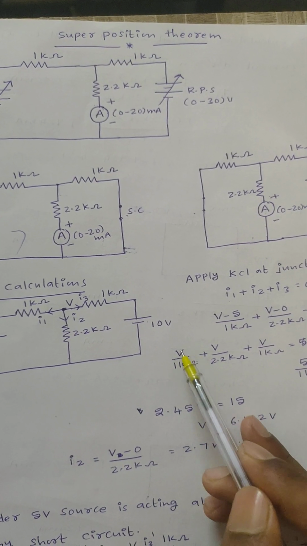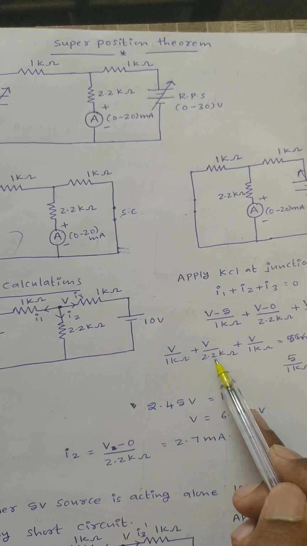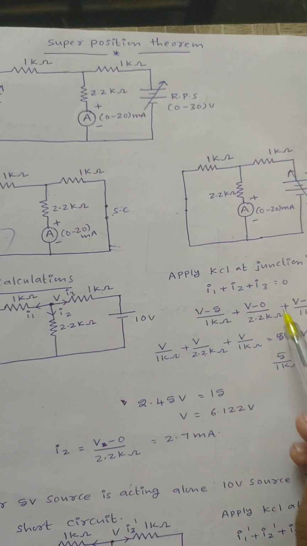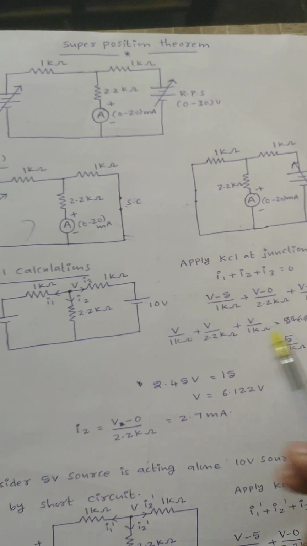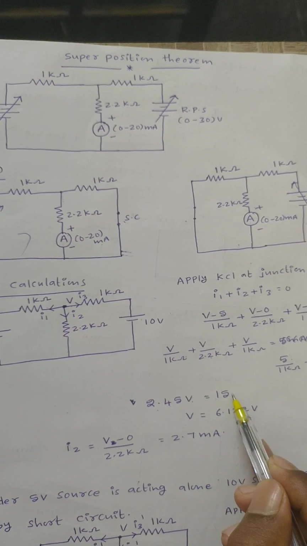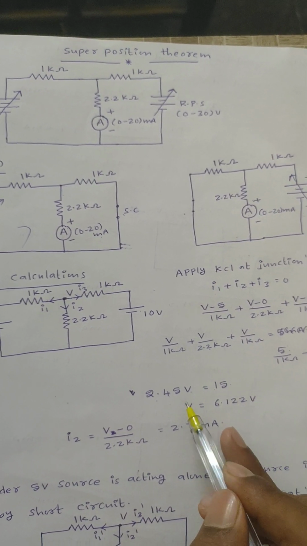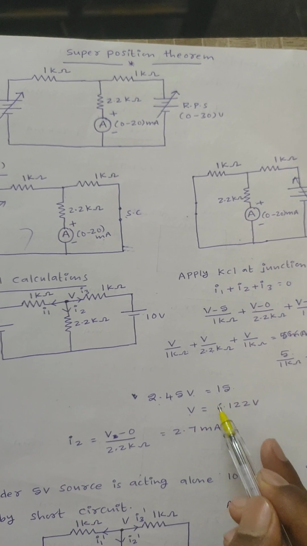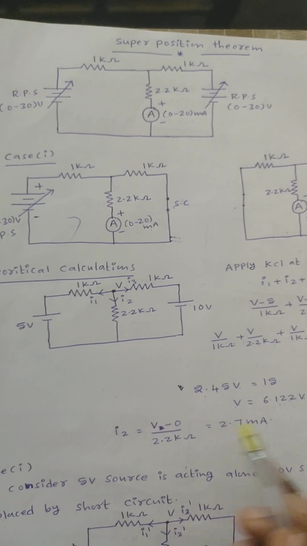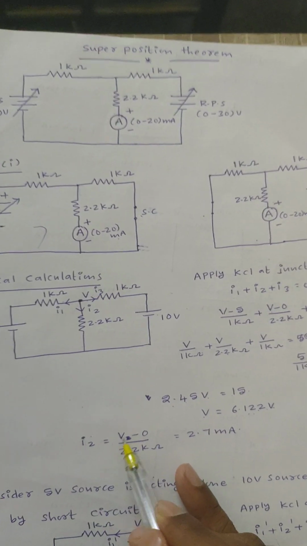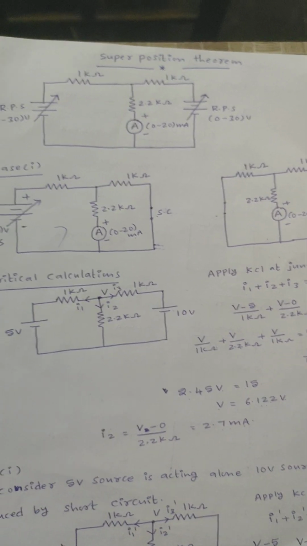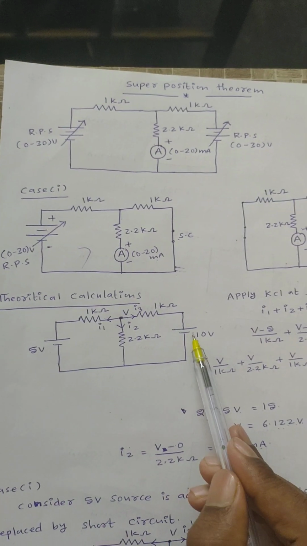If I take V as common, I will get V times (1 by 1 kilo ohm plus 1 by 2.2 kilo ohm plus 1 by 1 kilo ohm) is equal to 5 by 1 kilo ohm plus 10 by 1 kilo ohm. If I simplify this equation, I will get 2.45 into V is equal to 15, as the kilo ohm in the denominator is cancelled. Then V is equal to 15 by 2.45, so V is 6.122 volts. After that, current I2 is equal to (V minus 0) by 2.2 kilo ohm, which is 2.7 milliamperes. This is when two sources are acting at a time.